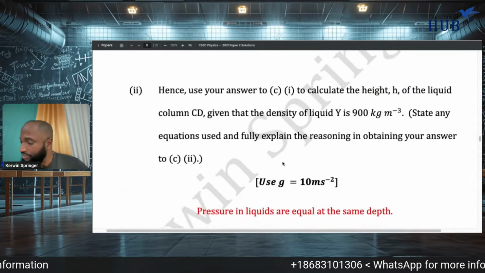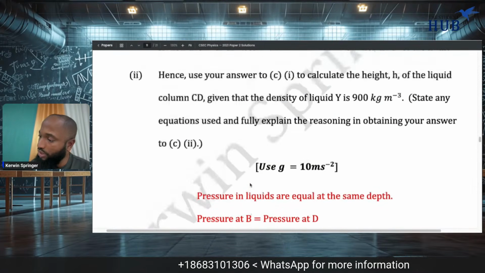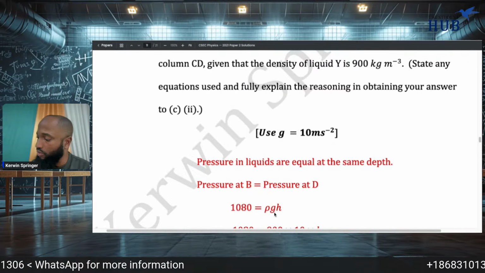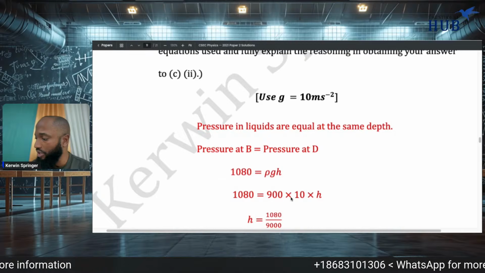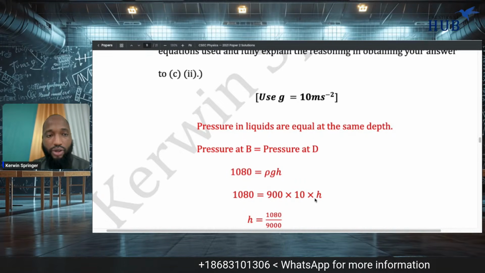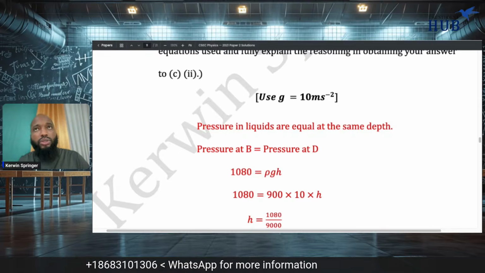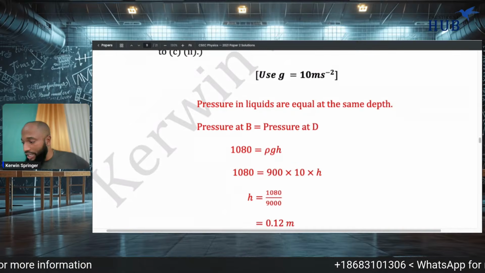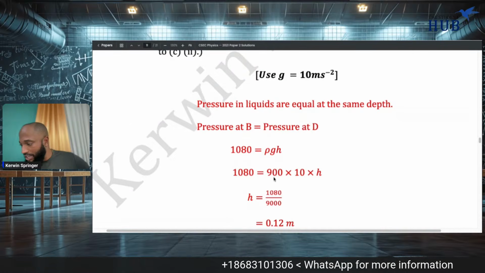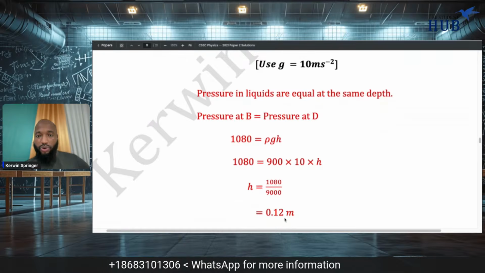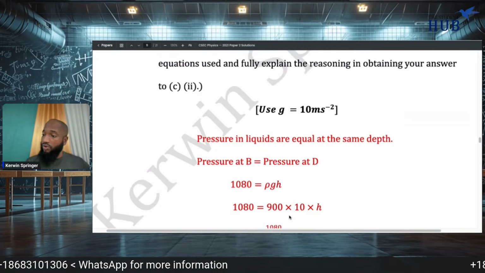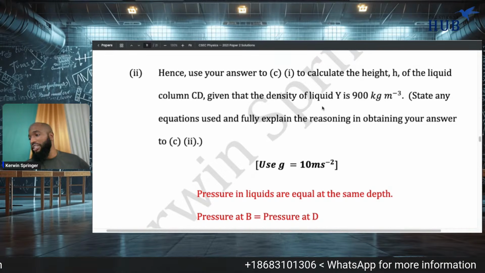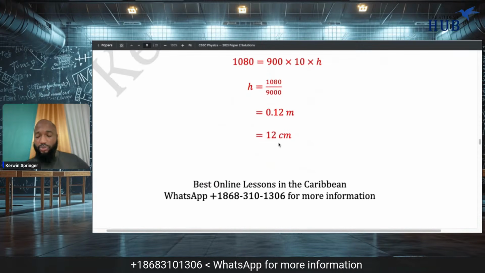So let's see the working. 1080, was that what we got just now? Yes, same pressure. 1080 must be equal to rho GH. So 900 times 10, H is what we're trying to find now. This is the story of physics right through. Very simple. One equation, find the answer, plug it into the next equation, find the answer. So 1080 divided by 9,000, because 900 times 10, you get 0.12. Now, in this, it may be useful to state, okay, they didn't say the unit, so this is also 12 centimeters. It doesn't matter.